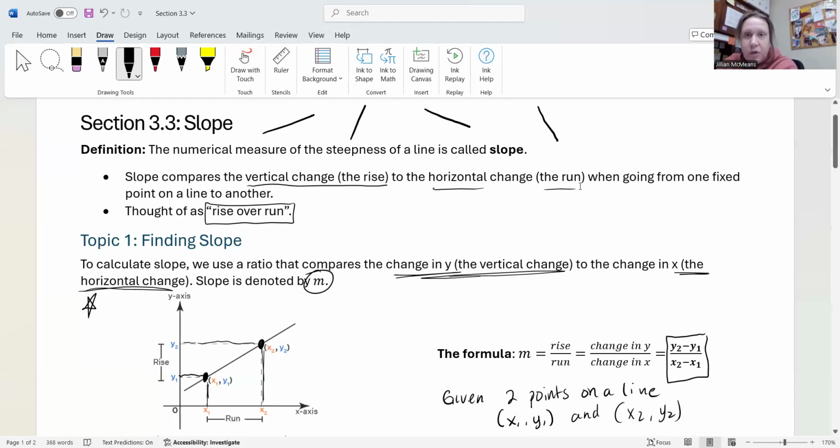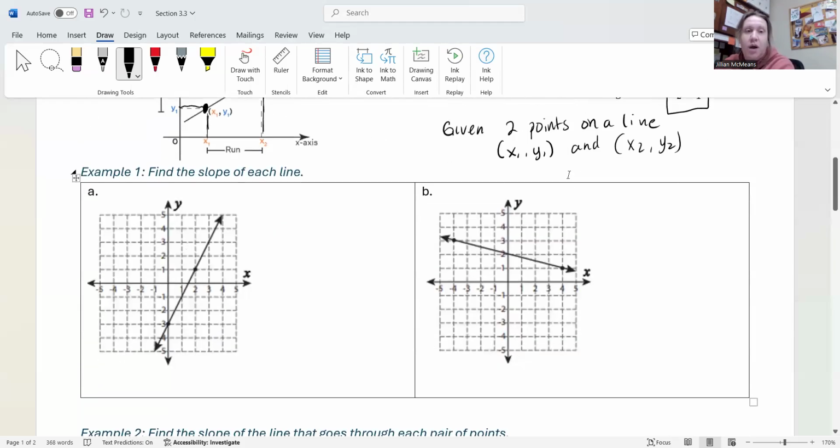Okay. So let's look at example 1. So example 1 says find the slope of each line. So luckily for the first and second image here, we do have specific points on the graph. So we're going to look at those specific points first. But if I look at this point right here for part A, and I compare it to this point on part A, so the first point versus the second point. To go from this first point, I would have to go up until I get to this point, and then I would have to go to the right until I get to this point.